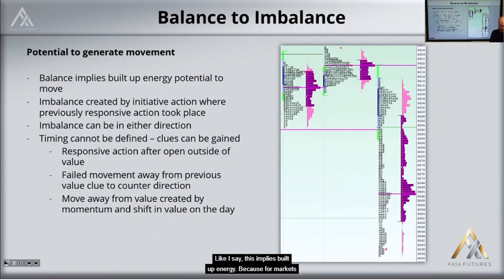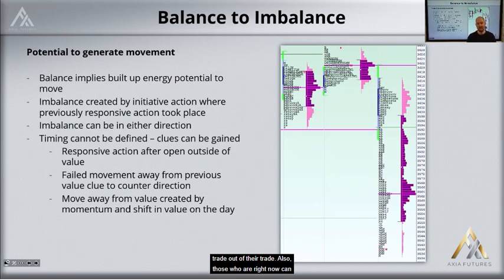Like I say, this implies built up energy, because for a market to balance, you need to find an equal number of buyers and sellers. So they build their energy up. And when I say energy, what's happening is people getting into positions. Someone's going to be wrong if you're in a range, and when you break the range, whoever's wrong is going to have to trade out of their trade.